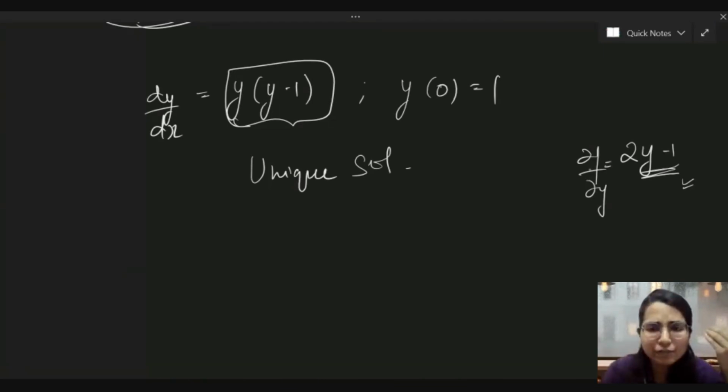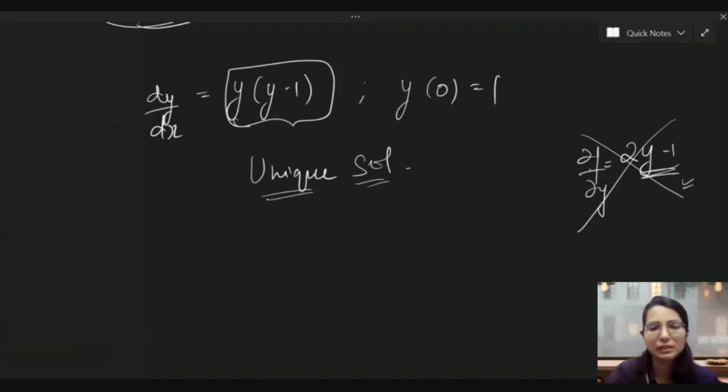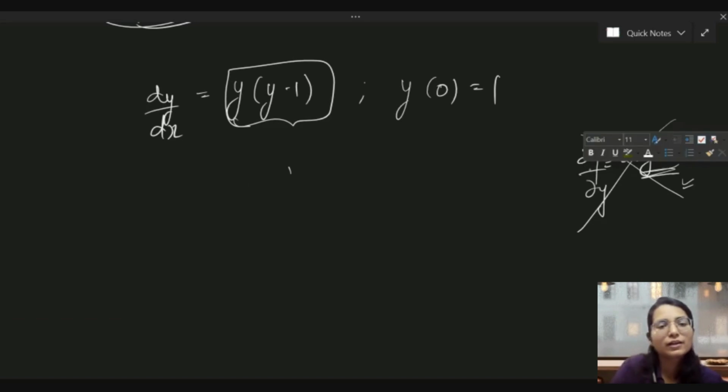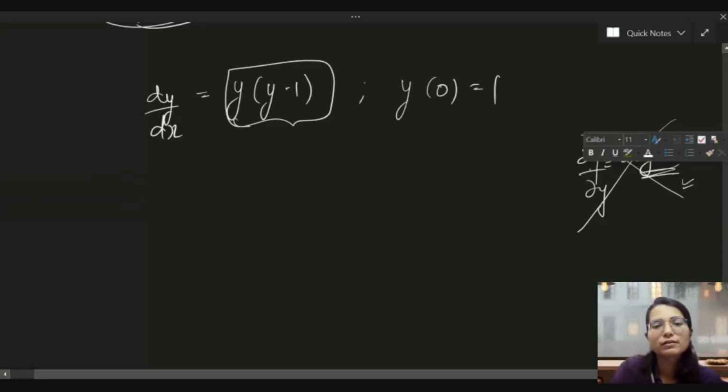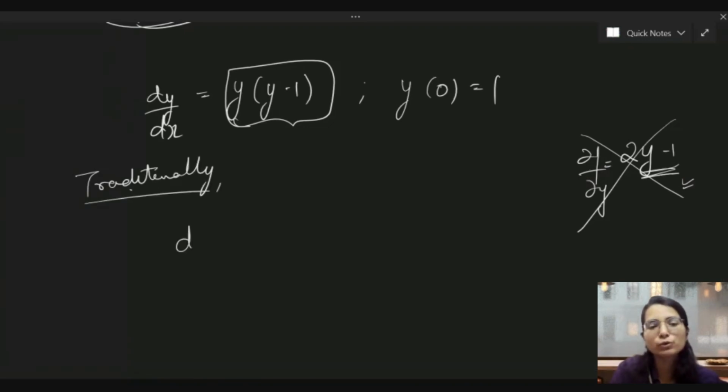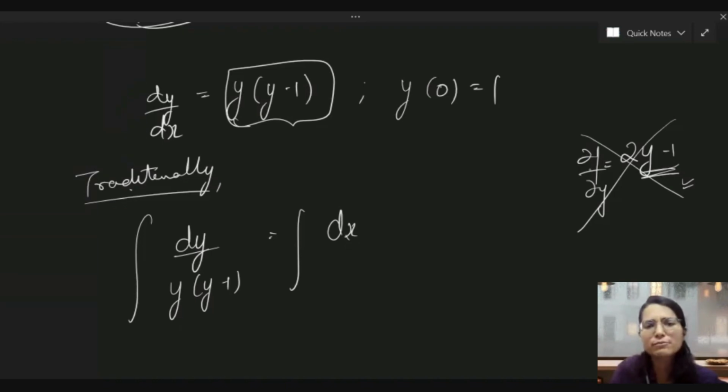But even if you don't know about the uniqueness and existence theorem, it doesn't matter, because you know that if the solution exists, it will be unique. Now the question arises, what is its solution? Traditionally, you will be a sincere kid and try to do it with the variable separable method, right? And then you will apply the condition and find out the unique solution, whichever exists.